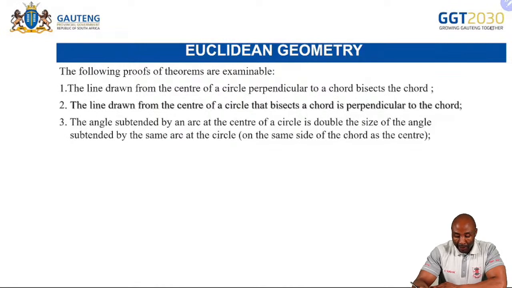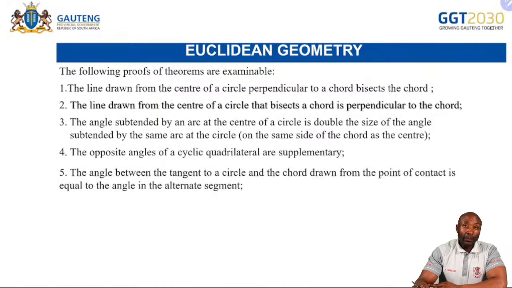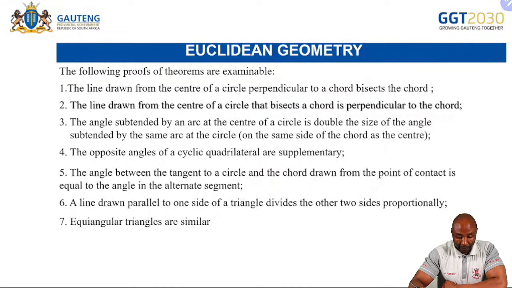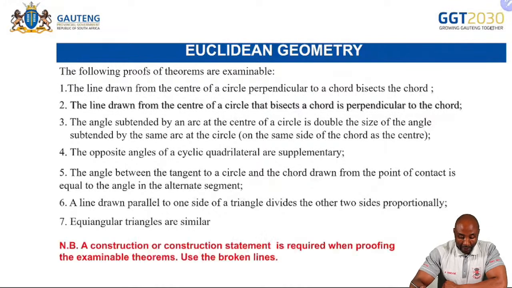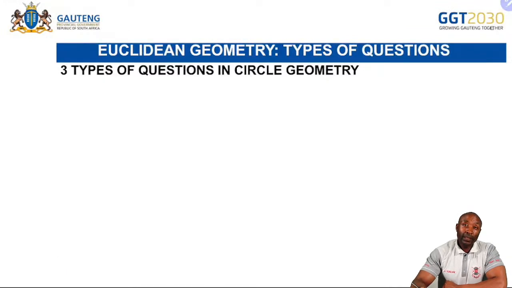The line drawn from the center of a circle perpendicular to a chord bisects the chord. I have gone through these theorems and their converses, so for you it's just to run them down so that you remember the 7 that are examinable and you go over them again. I have highlighted that it's important for you to construct or write down the construction statement. We move on now. The types of questions.